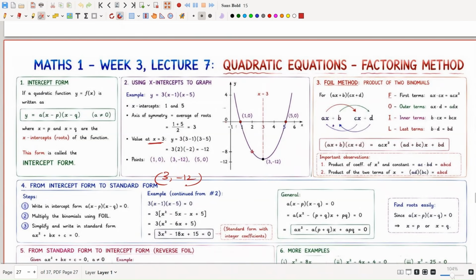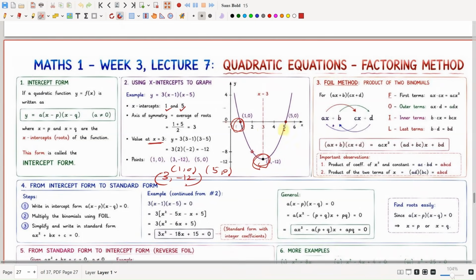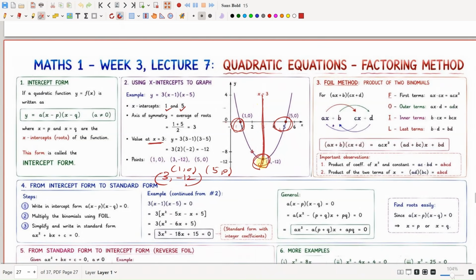We got the x-intercepts as 1 and 5, so you can write 1 comma 0 and 5 comma 0. X-intercept means the y coordinate will be 0. Y-intercept means the x coordinate will be 0. So we have got 3 points. We are plotting 3 comma minus 12, 1 comma 0, 5 comma 0, and the axis of symmetry is at x is equal to 3. The axis of symmetry will be a straight line.